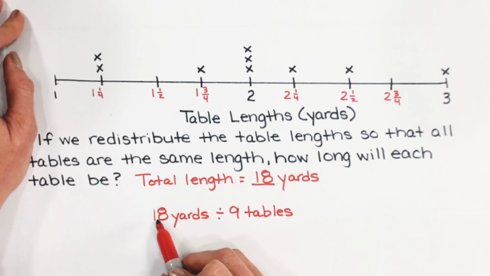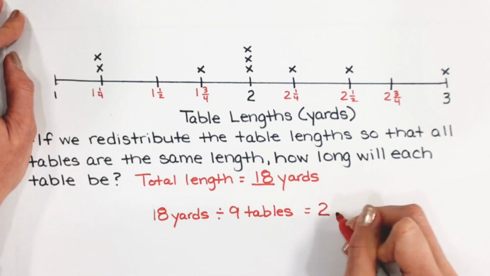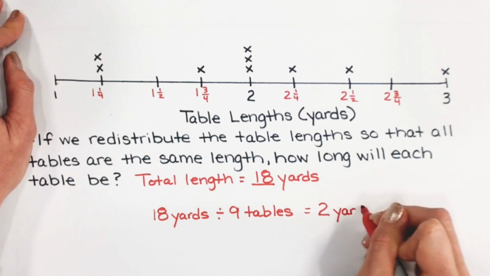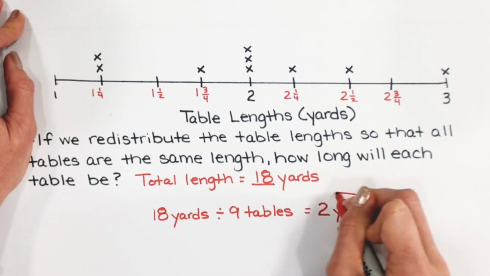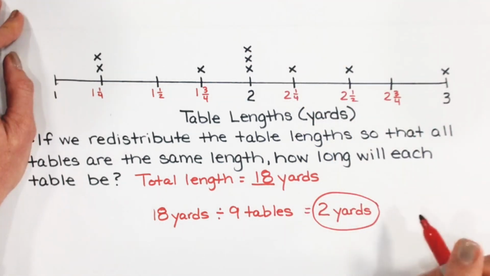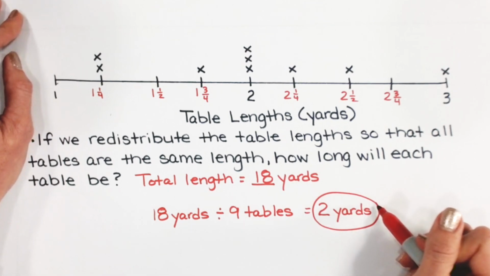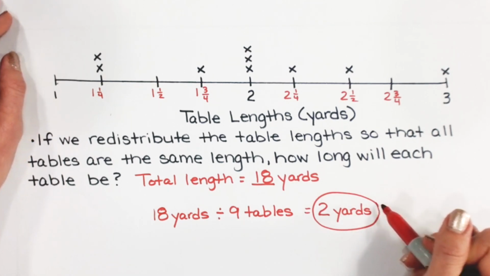Well, I know that 18 divided by 9 is 2. So if I were to redistribute this line plot, I would put all 9 X's above my 2 to show that every table will need to be 2 yards long in order for them all to be the same length.